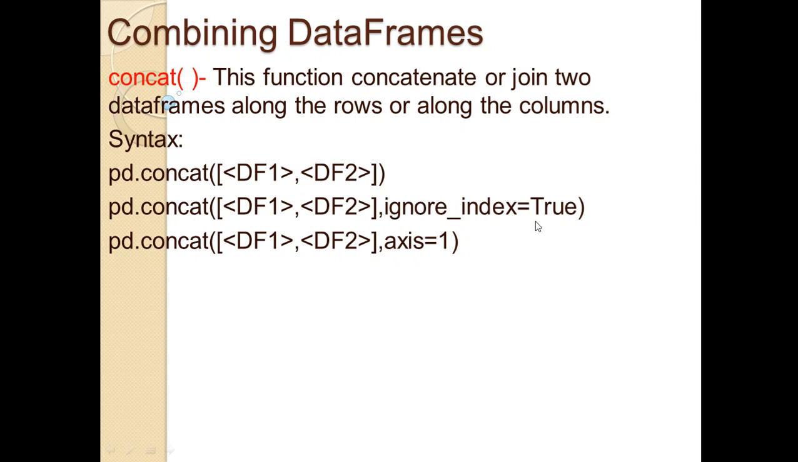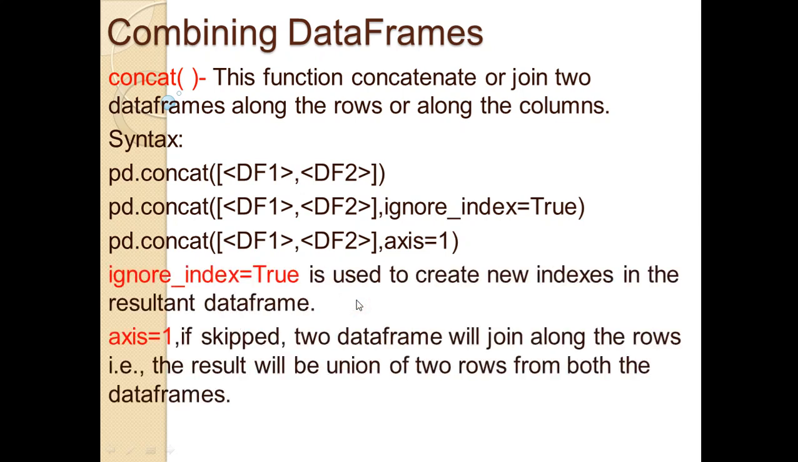What is the purpose of ignore_index? I will come to that very point. And the third one is pd.concat(df1, df2), the same syntax, but here another argument, axis equal to 1, is specified. So what is the meaning of ignore_index or axis?